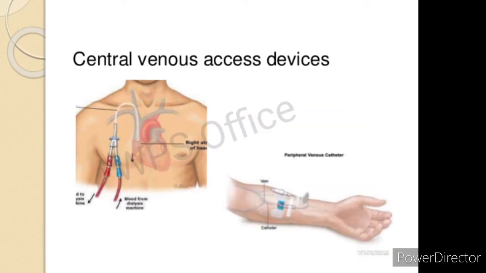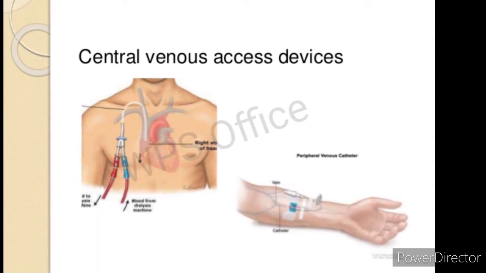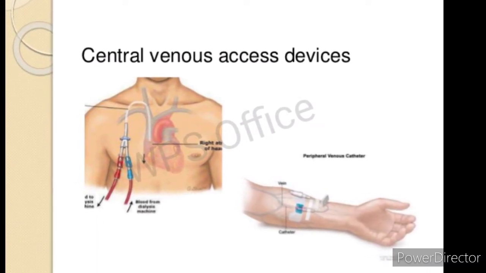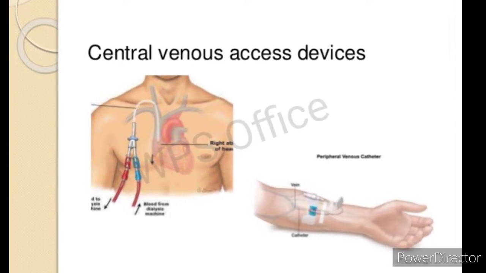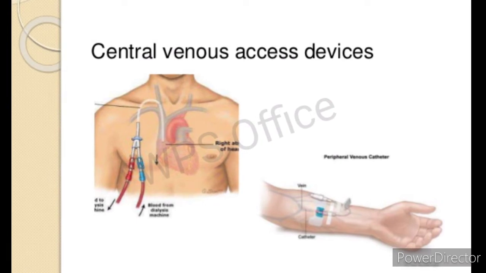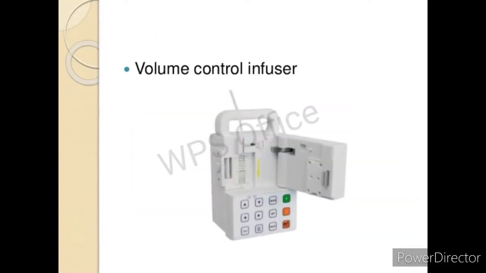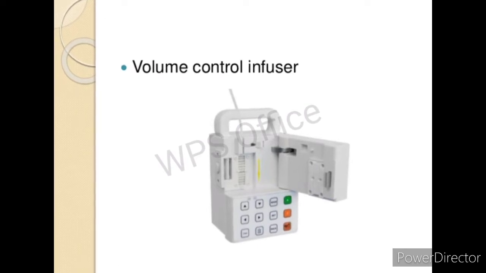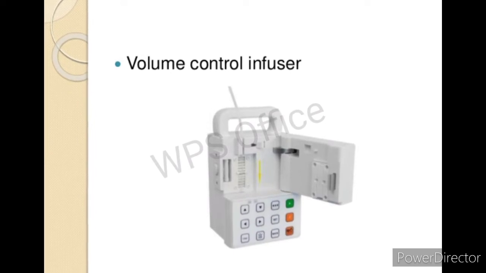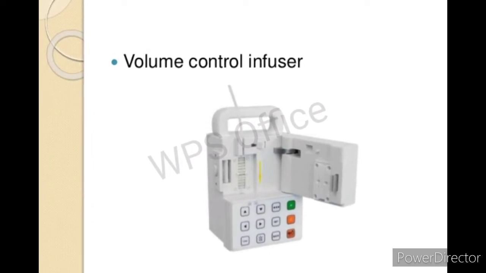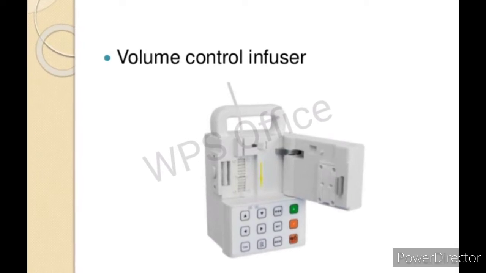In slide number 12, you can see the central venous access device. For peripheral, we can use the IV cannula, and for the central line, we have to use a certain device to insert through the central vein. Then volume control infuser. This volume control infuser will control the flow rate, the volume of fluid coming from the TPN into the patient's body in a certain amount.